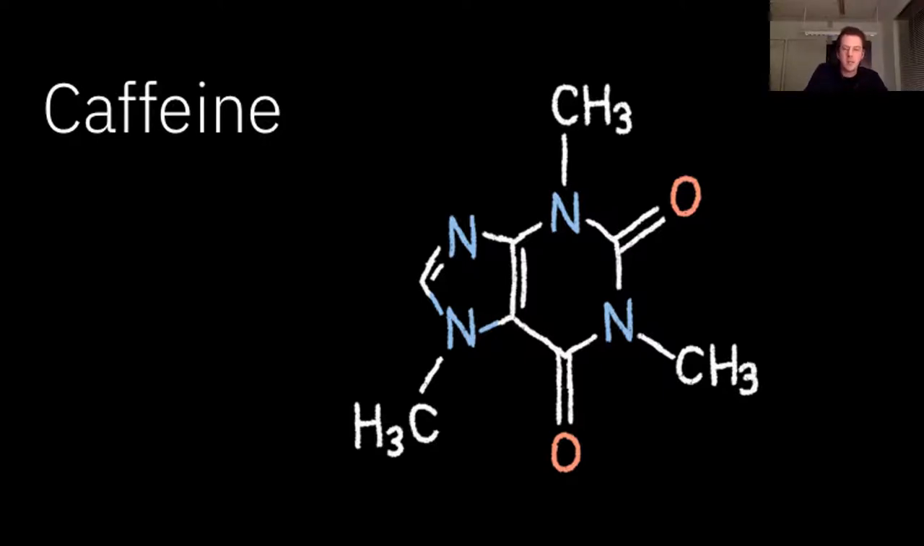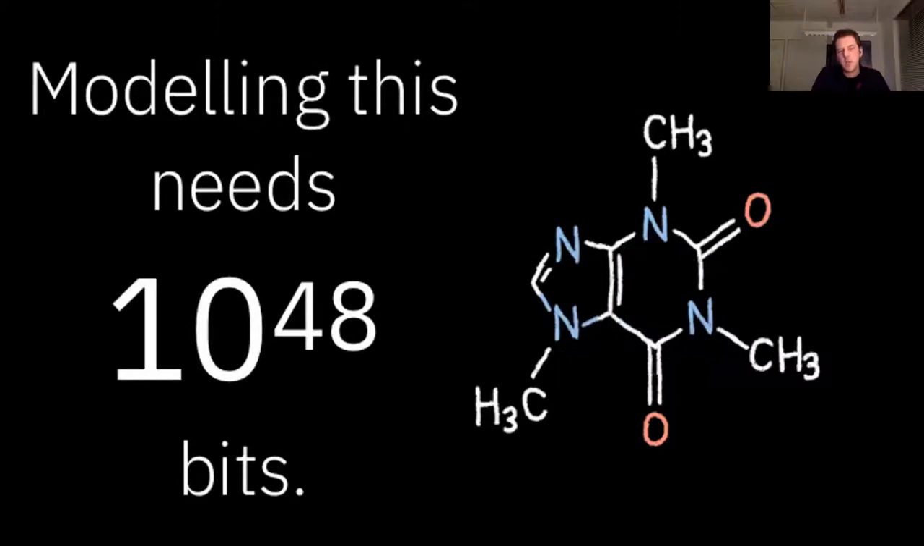But if we take caffeine, which, I'm not a chemist, but my friends and colleagues who are would tell me this is not considered a complex molecule. But to model that in any useful way requires on the order of 10^48 bits. So in other words, it becomes a very large search space very quickly. And you immediately think, well, how can something so small become so complex?